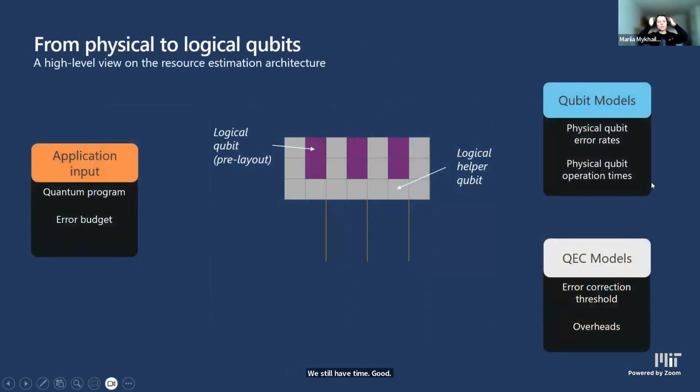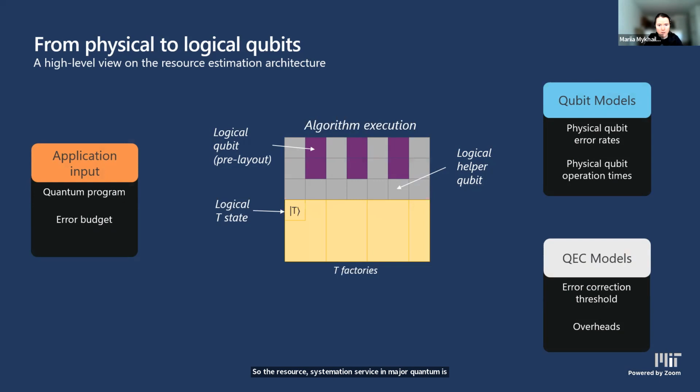So the resource estimation service in Azure Quantum is pretty new. Apologies. We released it only a couple of months ago. So this is actually the first hackathon in which we are using it. Congratulations, you're experiencing something completely new. And also, I have never given this piece of the talk before, so you're experiencing more than one completely new thing.